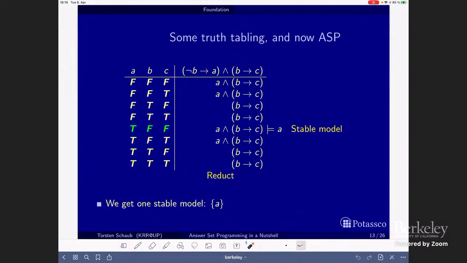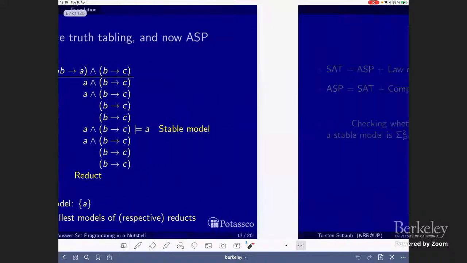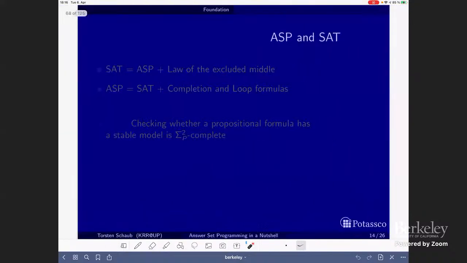Okay, so we get only one stable model here, which contains A. Good. Yeah, so in a way, the stable models are the smallest models, and there's always a unique smallest model of each reduct in the case of normal logic programs. So this was more or less, in a very simple way, a description of the original reduct.